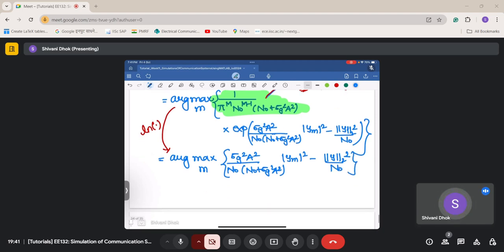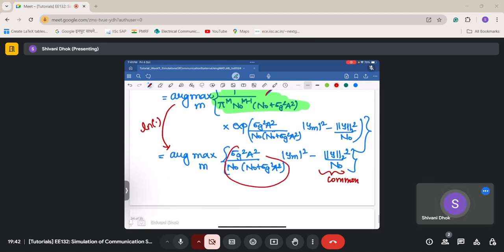So this is some simple constant term which is added to all. It is not contributing anything to maximizing this particular argument. So this is common. Similarly, this factor here is also common for all. It is not a function of m. So we can simply drop it.